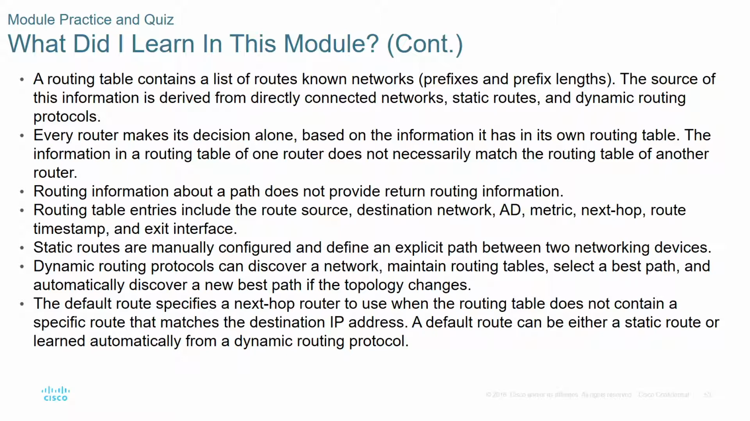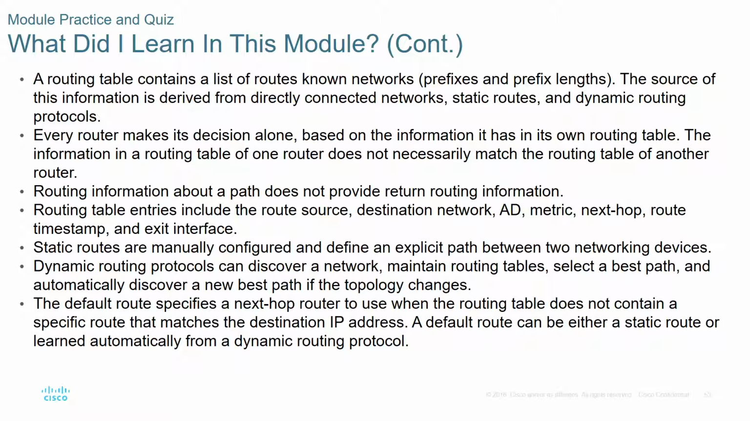Every router makes its decision alone based on the information it has in its own routing table. The information in the routing table of one router does not necessarily match the routing table of another router. Routing information about a path does not provide return routing information. Routing table entries include the route source, destination network, administrative distance, metric, next hop, route timestamp, and exit interface.